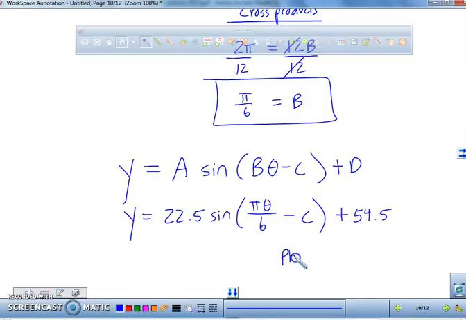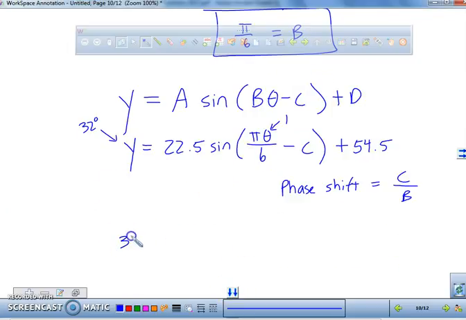All right. Normally, to find C, we would use the formula for the phase shift. Okay? Now, the phase shift is always equal to C over B. And then we would plug in pi over 6 for B. But we don't know the phase shift. So what we're going to do is use our table. Right here, if I plug in a 1 for January, what is the Y value? The temperature in January was what? 32 degrees. So we're going to use that information.